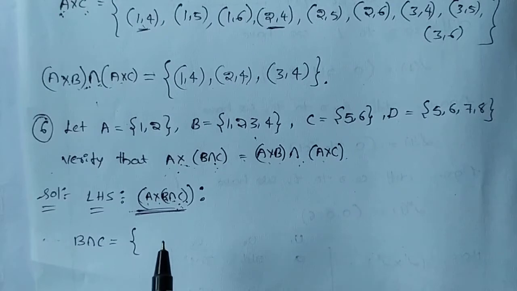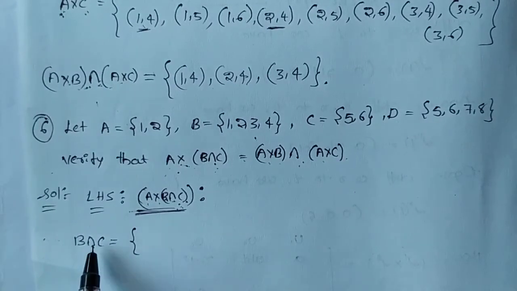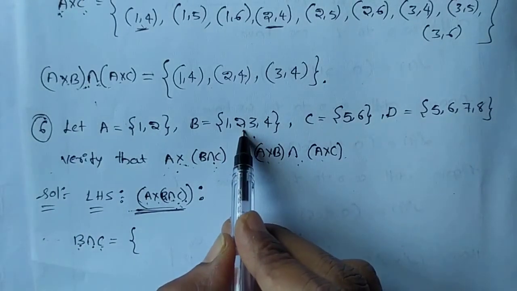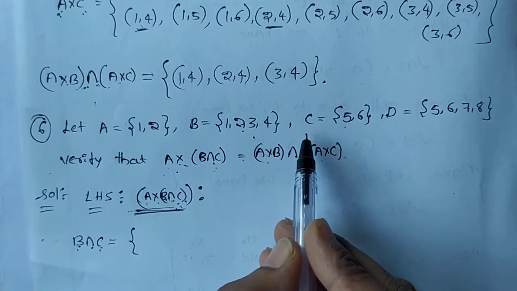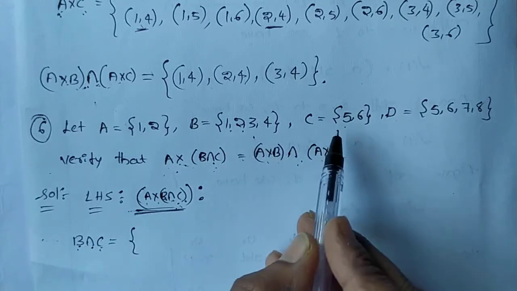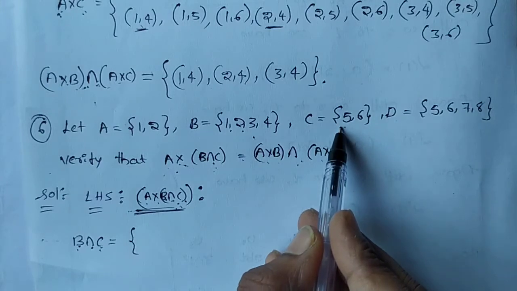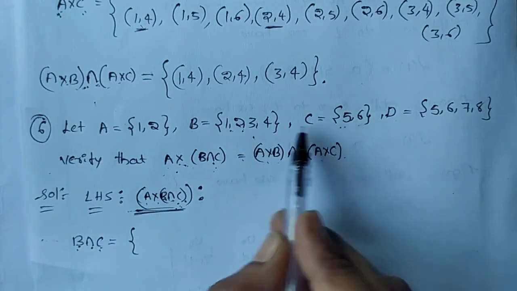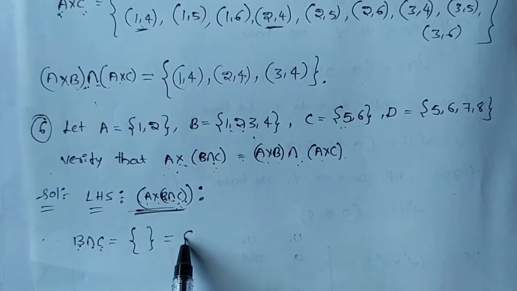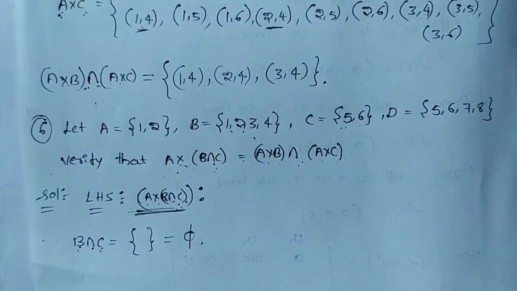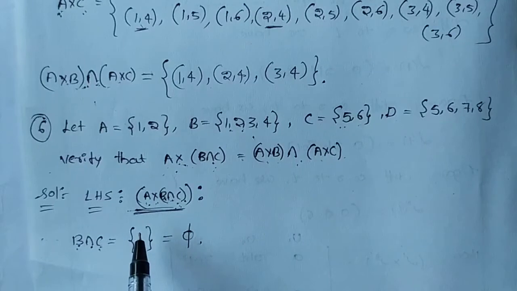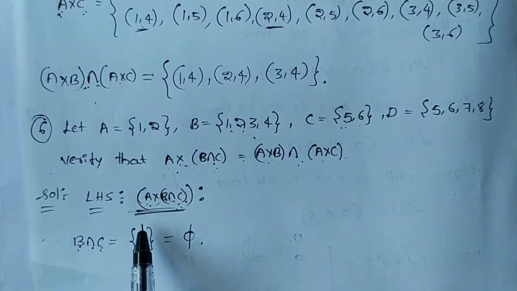How to find the intersection? The common elements in both the sets. Here we have set B, here we have set C. Which is the common element in set B and set C? 1 2 3 4, 5 6. No element is common. Then B intersection C is the null set or empty set. Now we have to find A cross B intersection C.